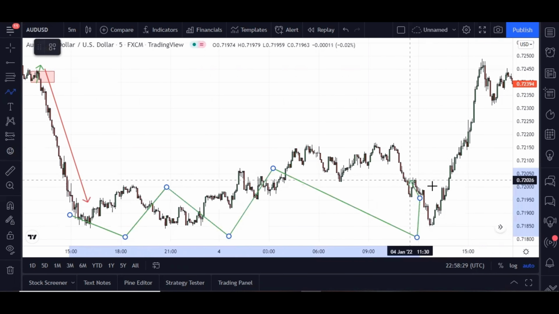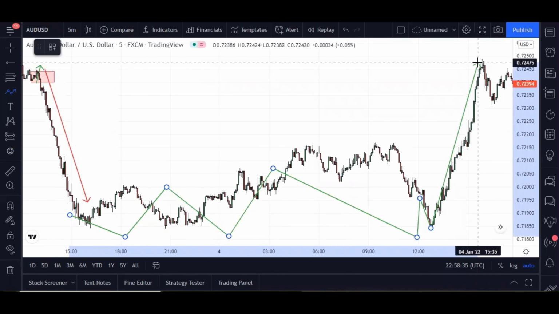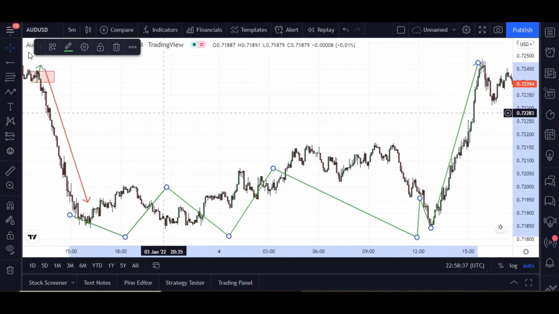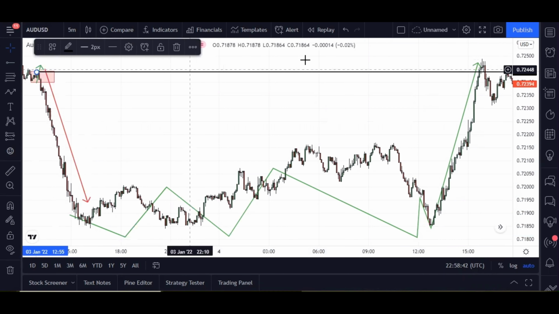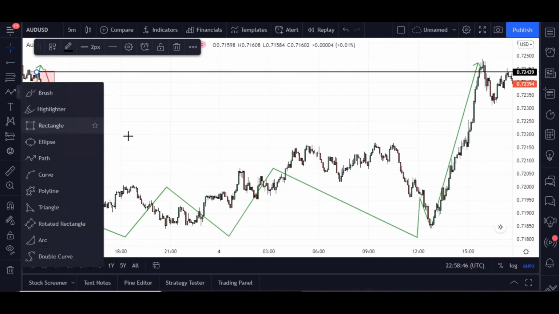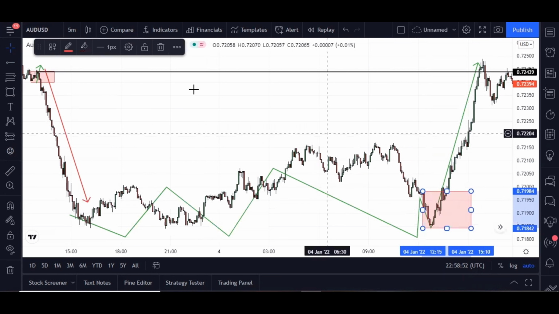before they bought here and aggressively took price up here, doing what? Mitigating this order block. This order block is fully mitigated now. And at the same time this happens, we have a bearish order block that's formed. Excuse me, I have a bullish order block that's formed here.